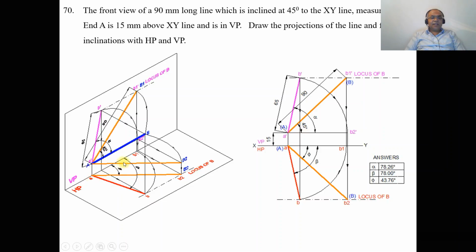So with A as center, taking the radius of A B1, you draw an arc such that it cuts the end projector here. You mark this point as small b. Then draw a dash-dot line so that you get the locus of B. Now we have the true length, which is already given in the front view, and the front view and the top view are both known.